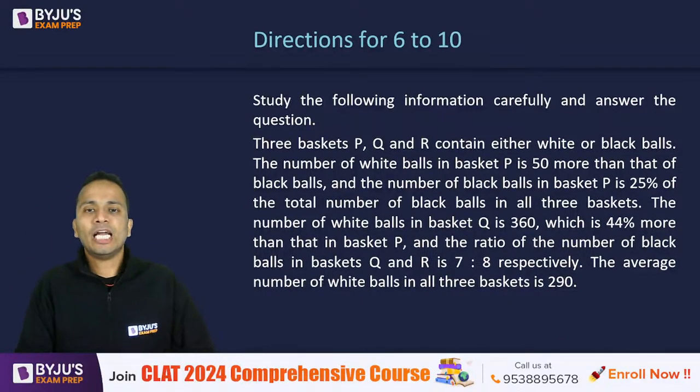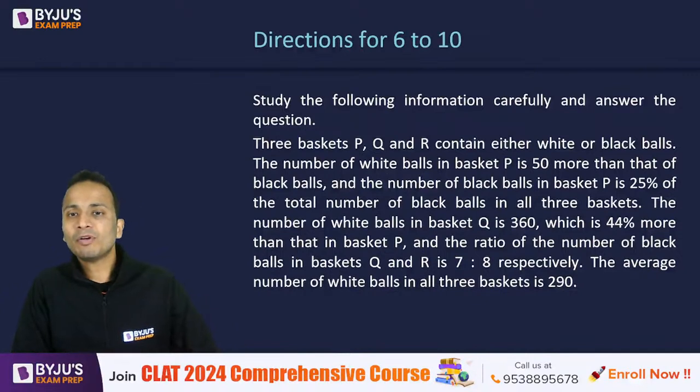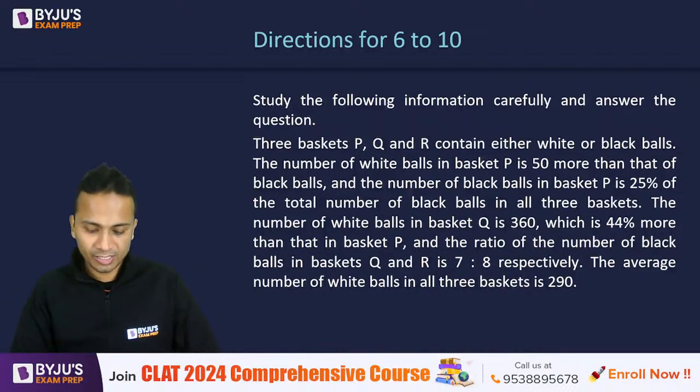The number of white balls in basket P is 50 more than that of black balls. The number of black balls in basket P is 25% of the total number of black balls in all the 3 baskets. The number of white balls in basket Q is 360, which is 44% more than that in basket P. The ratio of the number of black balls in basket Q and R is 7 is to 8. The average number of white balls in all the three baskets is 290.